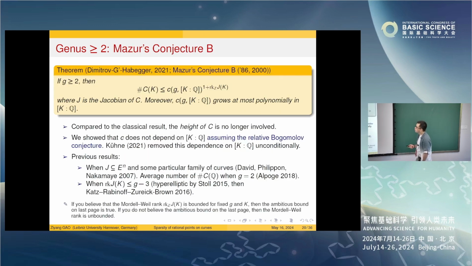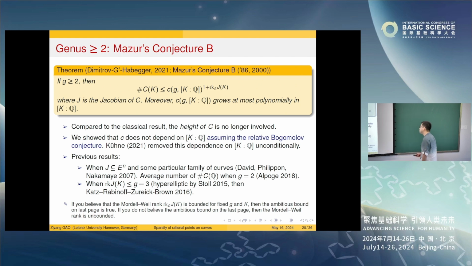Instead, here is a bound which can be proved, which is more uniform than the classical bound. The number of rational points is bounded above solely in terms of the genus, the degree of the number field, and the Mordell-Weil rank. So compared to the classical bound, the Faltings height is no longer in the constant. And Kühne improved this bound by removing K over Q in the constant. But K over Q will always appear in the Mordell-Weil rank anyway.